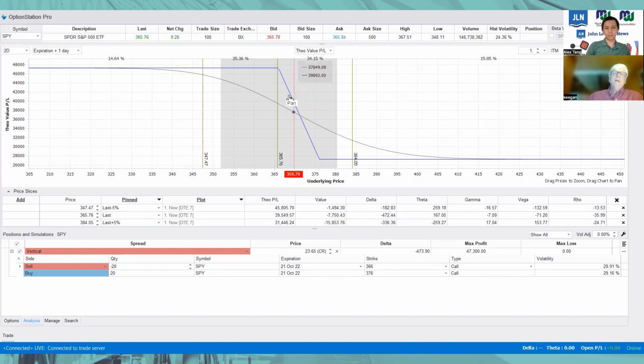Now the black graph is your position today. So you start losing money. You see over to the right, you're still not losing your maximum amount of money as you are down here. That's because you still have time value in the call that you're long. So a spread doesn't get to its full $10 value until expiration, when the time value is sucked out of both the long and short.